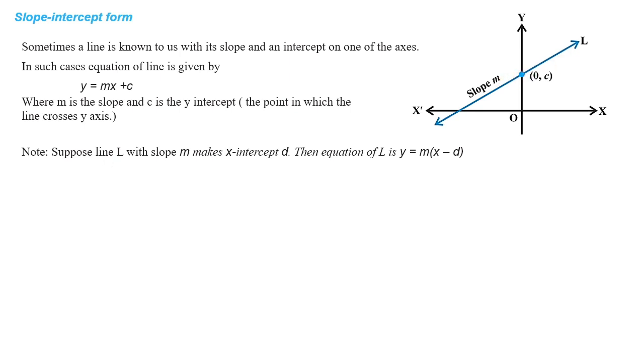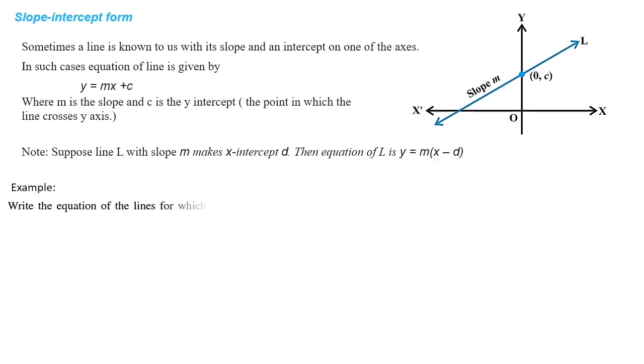Suppose in some cases the line will cross the x axis, then what will we do? Here is the case. Suppose a line L with a slope m makes x intercept d. So the equation of the line L is y is equal to m into (x minus d). D is the x intercept. If it is y intercept, it means y is equal to mx plus c. If it is x intercept, it means y is equal to m into (x minus d).